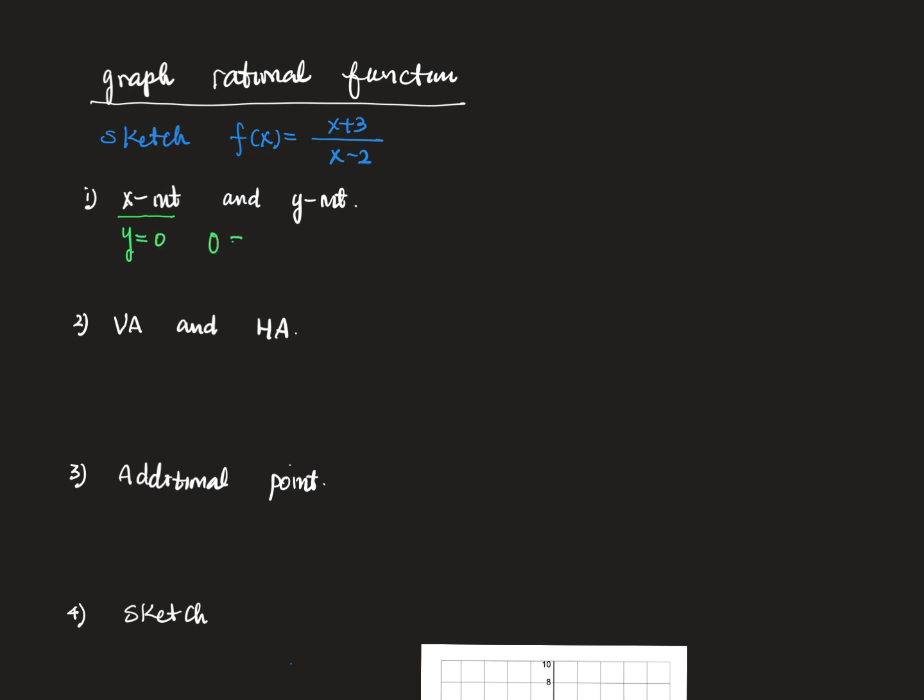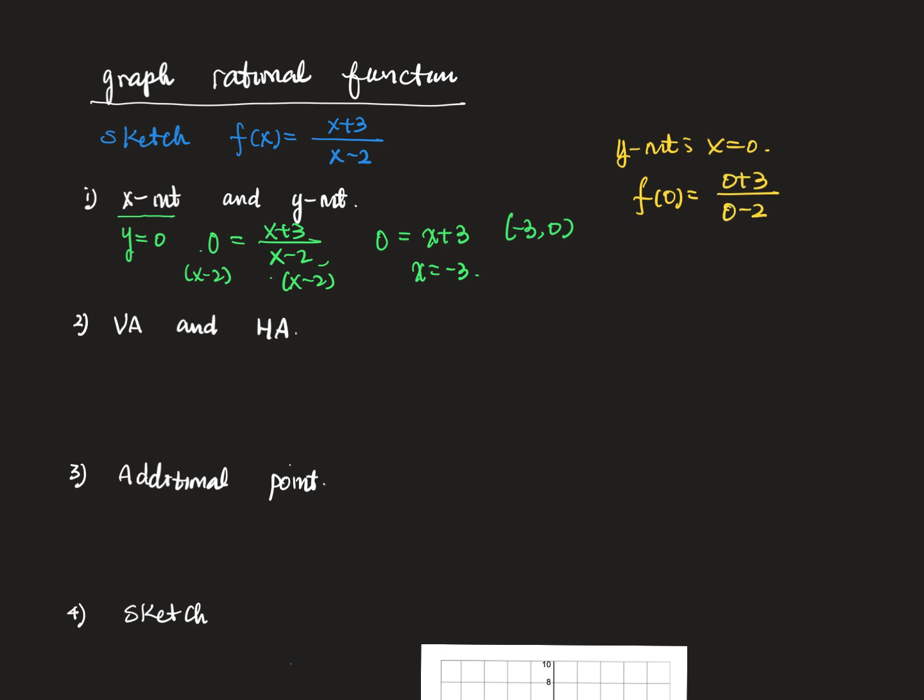So 0 equals (x plus 3) over (x minus 2). You multiply both sides by x minus 2. The left side is 0 times x minus 2, which is 0. The right side is x plus 3. So x equals negative 3. So the x-intercept is negative 3 and 0. Okay, now let's do the y-intercept. For the y-intercept, this time x equals 0. So f of 0 is (0 plus 3) over (0 minus 2), which is negative 3 over 2. So the y-intercept is 0 and negative 3 over 2.